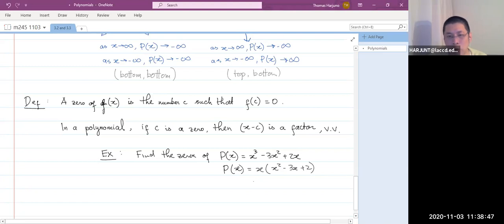At this point, if you don't know how to do factoring, you should not move on with this class and you should go back to intermediate algebra. Okay, this is x minus 1, x minus 2. Okay, we do the factoring.